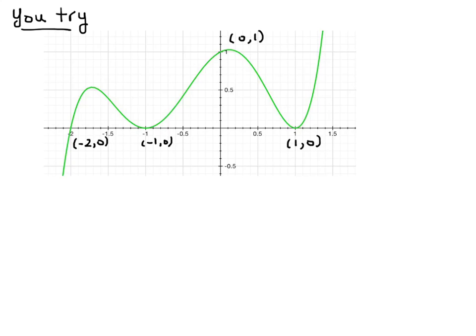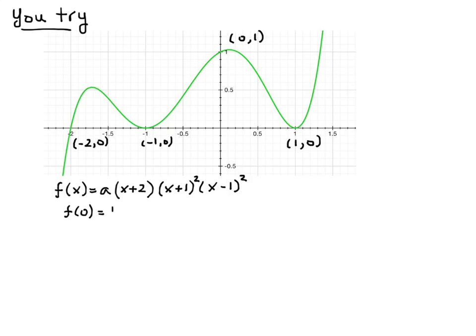Okay, so let's see what we got here. Because of the roots, we have these factors: x plus 2, x plus 1, and x minus 1. Then we look at the first one, and that goes straight through, so that's just an exponent of 1. The second one turns around, so that's going to be an exponent of 2. And the third one turns around as well, so that one's going to be an exponent of 2 too. So we're going to expect those two factors to be squared.